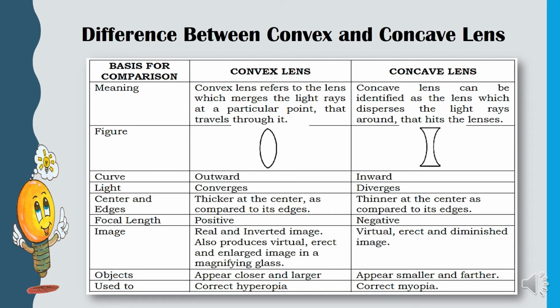Convex lens produce real and inverted image. It also produces virtual, erect, and enlarged image in a magnifying glass. On the other hand, concave lens always produce virtual, erect, and diminished image. In convex lens, the objects appear closer and larger, while in concave lens, the objects appear smaller and farther. Convex lens is used to correct hyperopia, while concave lens is used to correct myopia.